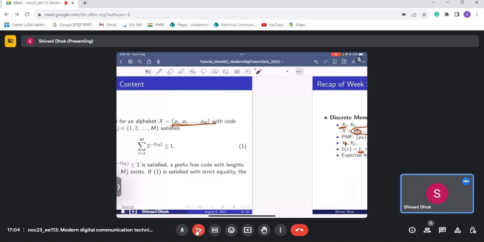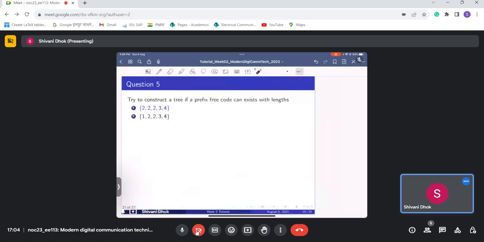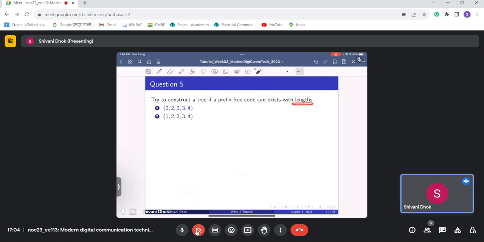So what we'll have to do is, if we look back at this question, what has been given to us? We have been given the lengths. So this is given information. Okay, and we need to check if we can construct a tree such that a prefix-free code exists or not. So the best way is, first we will check if a prefix-free code can be constructed, and this we'll do with the help of Kraft inequality.